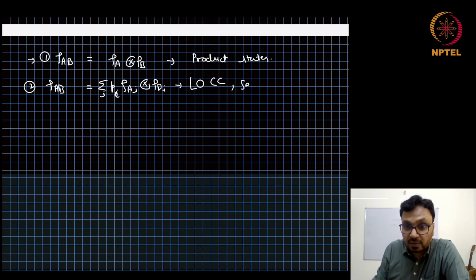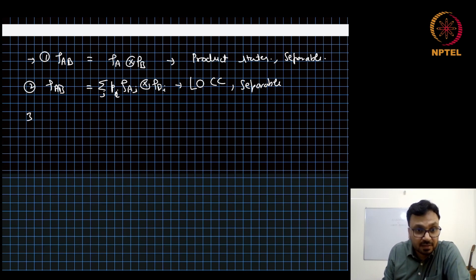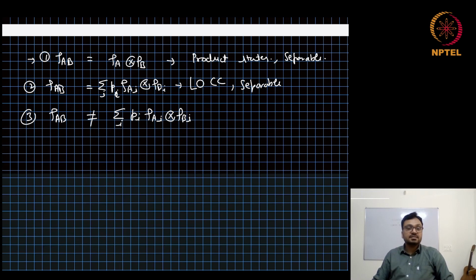So this is called separable. Product states are a special case of separable states: in case 1, when p_1 is 1 and all others are 0, this is a product state. So we can call both of them separable states. Third case, we have rho AB which cannot be written as sum over i of p_i rho A_i tensor rho B_i, the form of local operations and classical communication. Then it must be an entangled state.